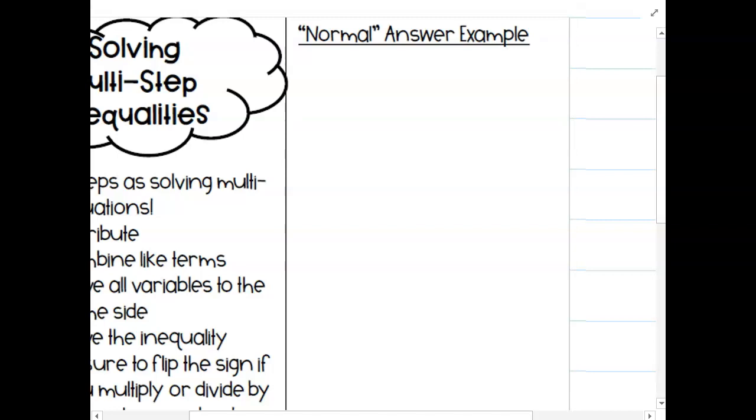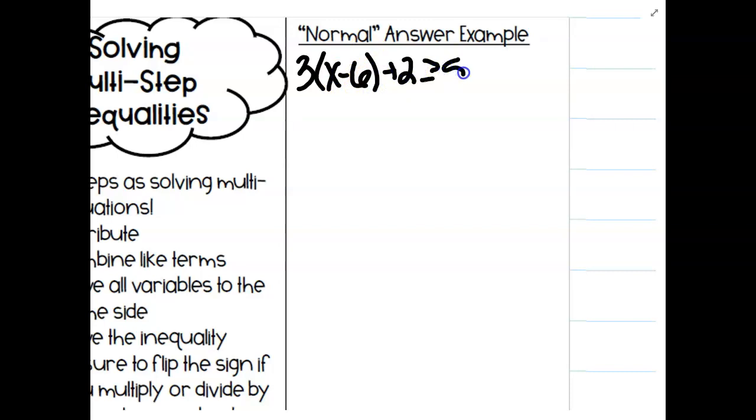Okay, so first one, if we have a normal answer, example, let's say we have 3 times the quantity x minus 6, plus 2, is greater than or equal to 5x minus 4. So, following these steps, first thing, if you have anything to distribute, you want to do that first. And I do here. I have the 3. So, we're going to distribute the 3. So you have 3x minus 18, and then plus 2 is greater than or equal to 5x minus 4.